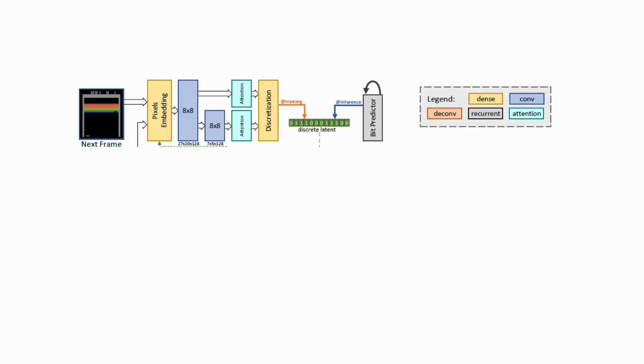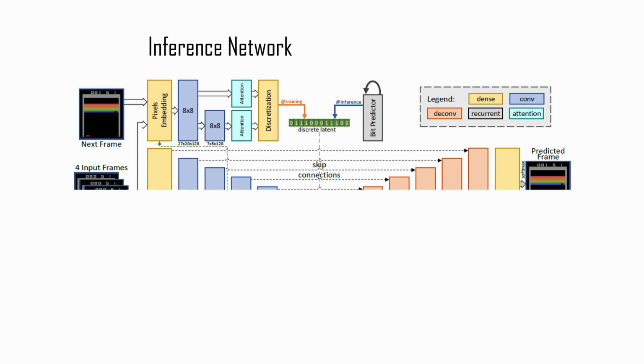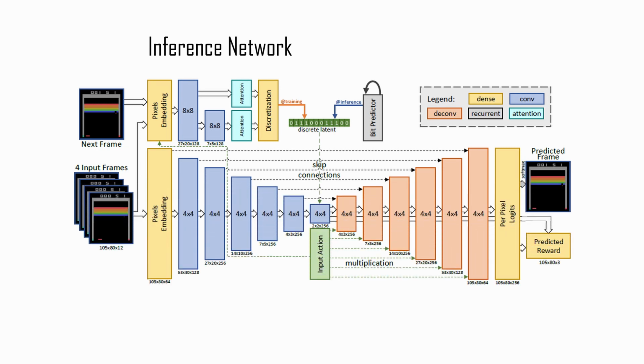SimPLe uses a secondary convolutional network called the inference network that approximates the posterior distribution given the current and the next frame. This posterior distribution is learned during training when the correct next frame is known. Then a value is sampled from this distribution and discretized before passing into the latent space of the encoder-decoder architecture.